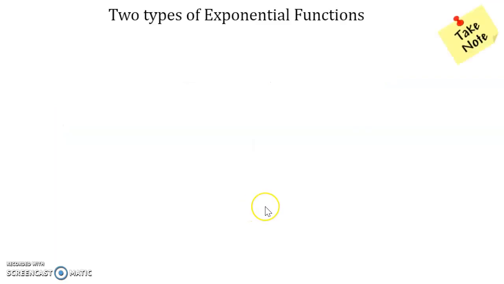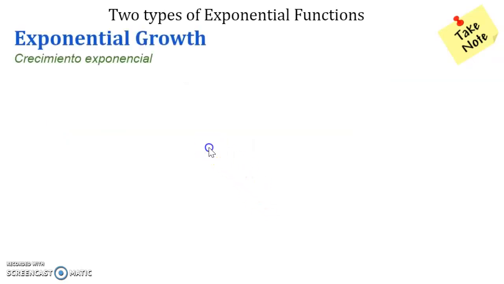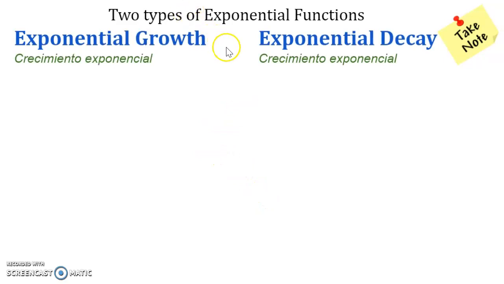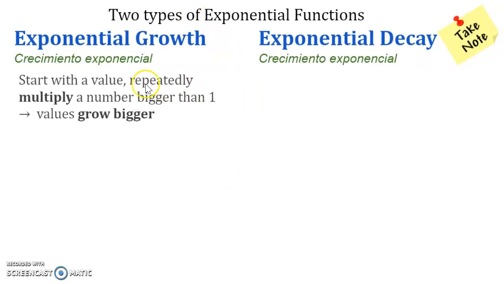So you're going to take some notes here. There are two types of exponential function. One is called exponential growth and the other is called exponential decay. Exponential growth is where you start with a value and then repeatedly multiply by a number that is bigger than 1. And as you do that, the values are going to grow bigger.